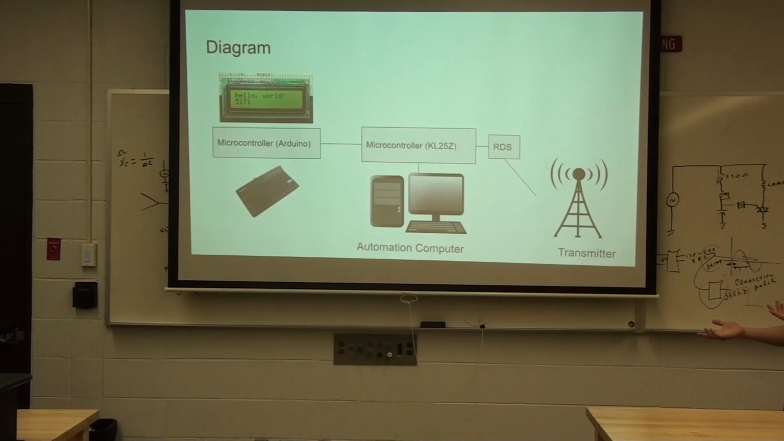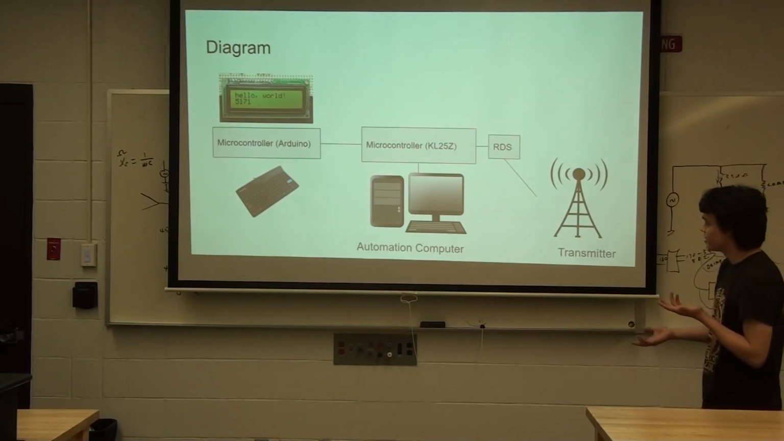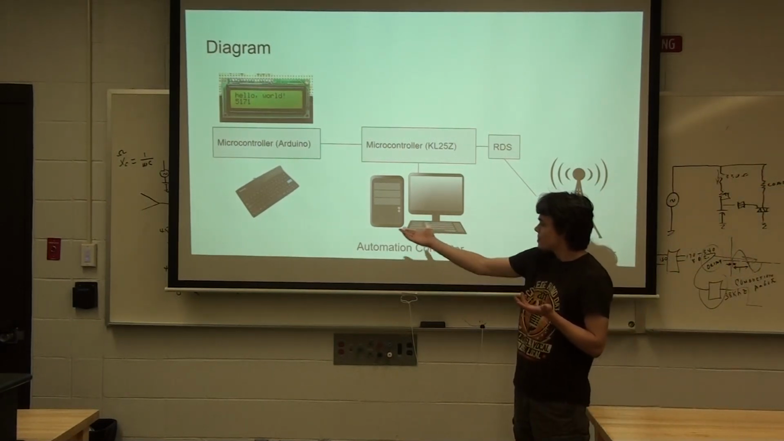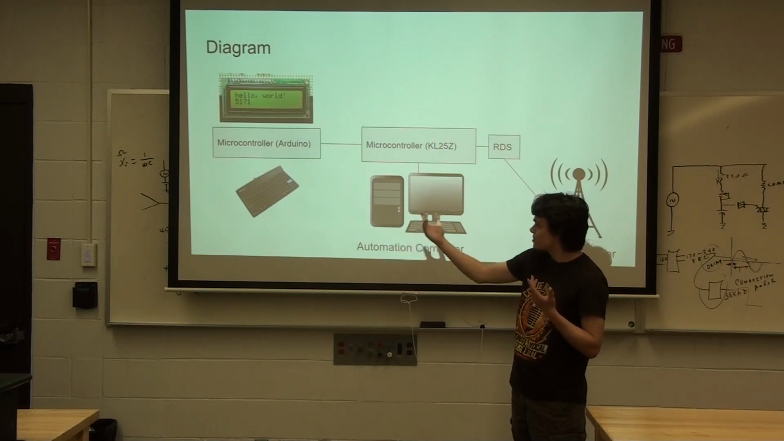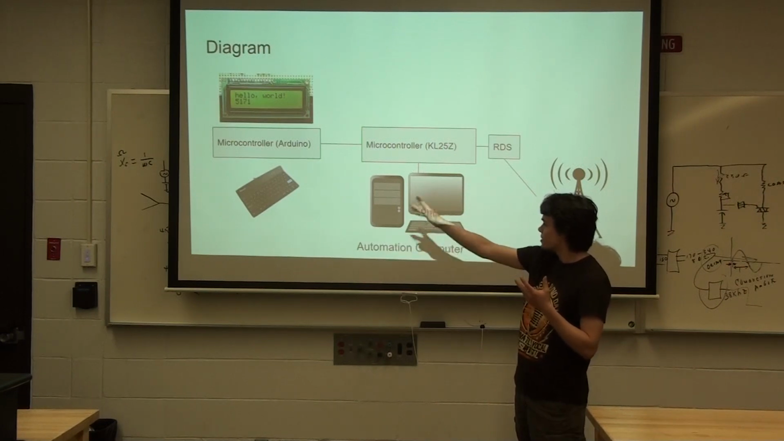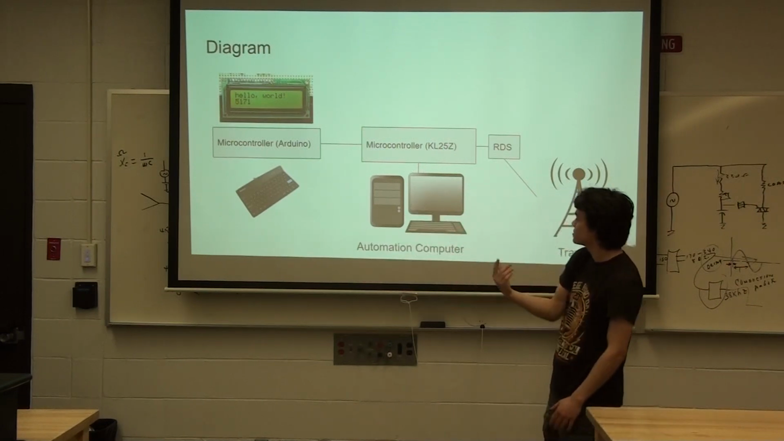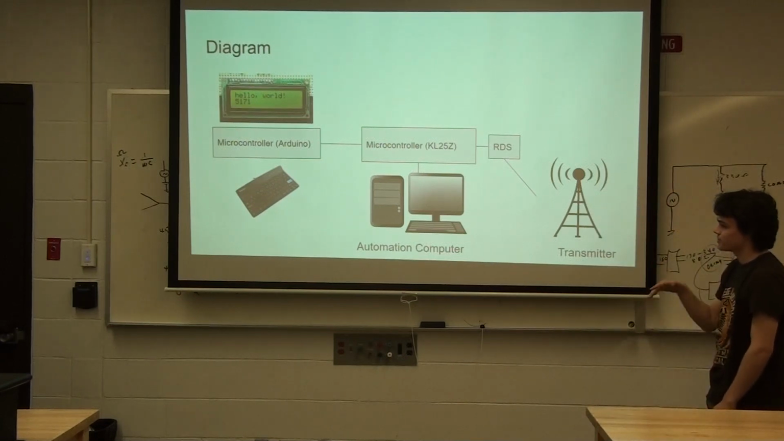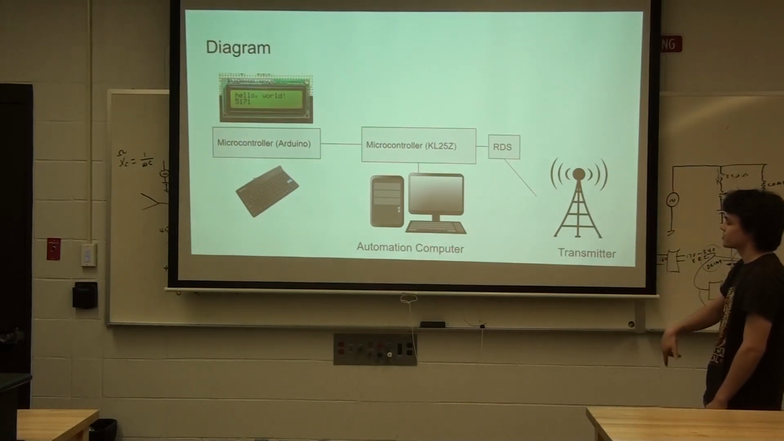So here's a quick diagram of what it would look like. So I have two microcontrollers hooked up, an Arduino with a keyboard and a display, comes over to another microcontroller with an automation computer, which go to an RDS, which go to the transmitter.